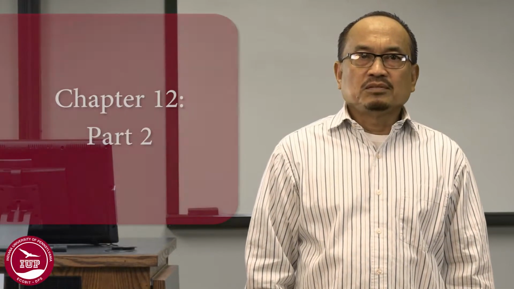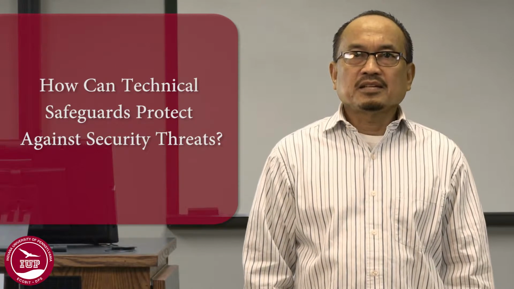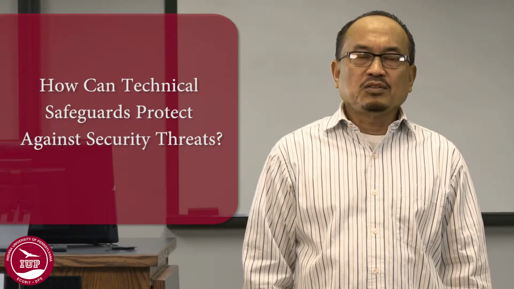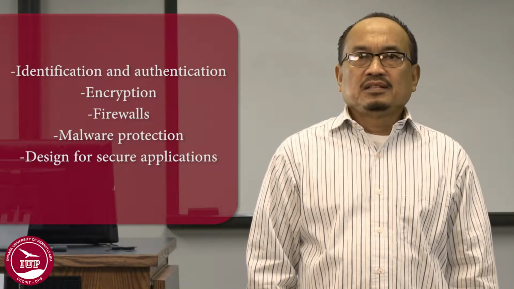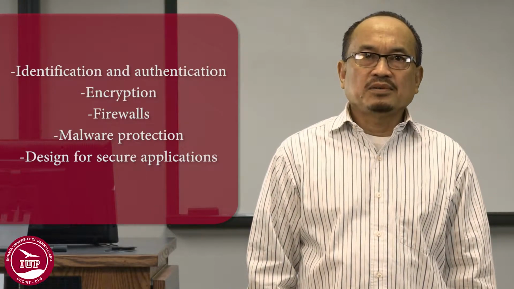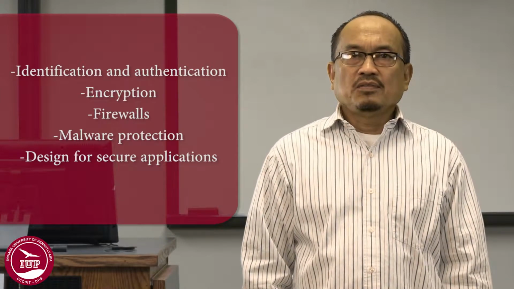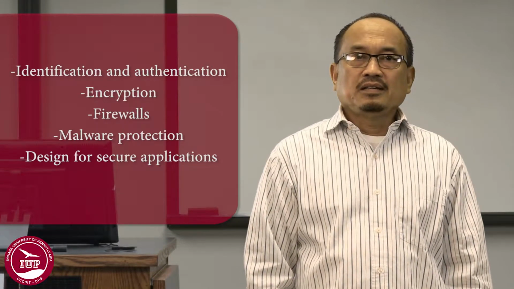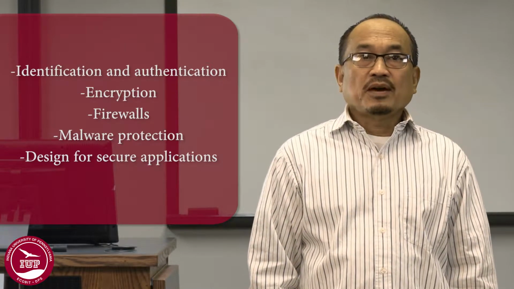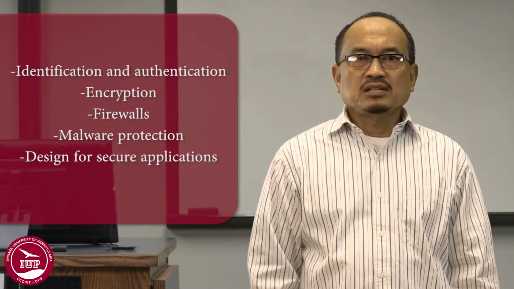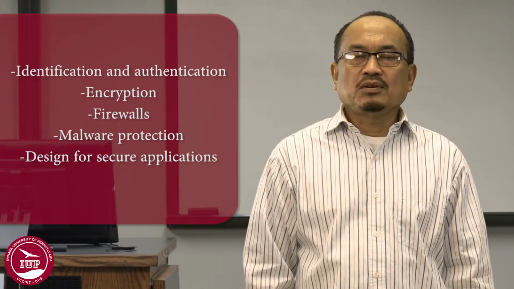Chapter 12, Part 2. How can technical safeguards protect against security threats? As listed in Figure 12.8, technical safeguards involve the hardware and software components of an IS. There are identification and authentication, encryption, firewalls, malware protection, and design for secure applications.